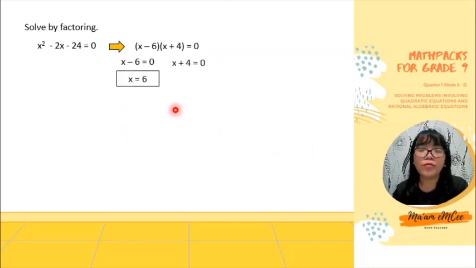So to solve for the value of x, we need to transpose negative 6 to the other side, so it will be positive. So our first solution will be x is equal to positive 6. Then we transpose as well our positive 4 to the other side, so it will become negative. So our second solution will be x is equal to negative 4. So the solutions for our quadratic equation are x is equal to 6 and x is equal to negative 4.